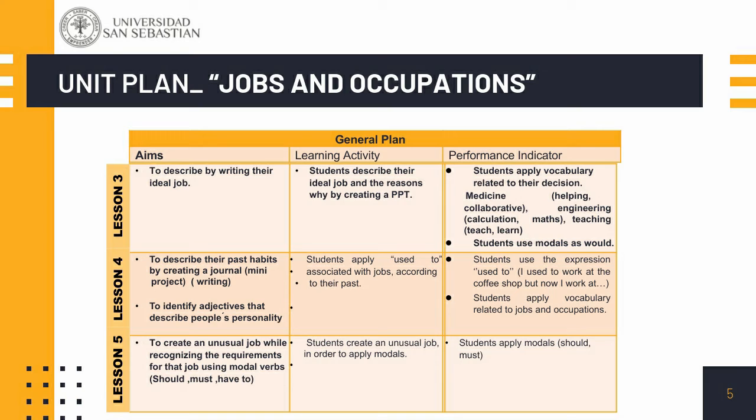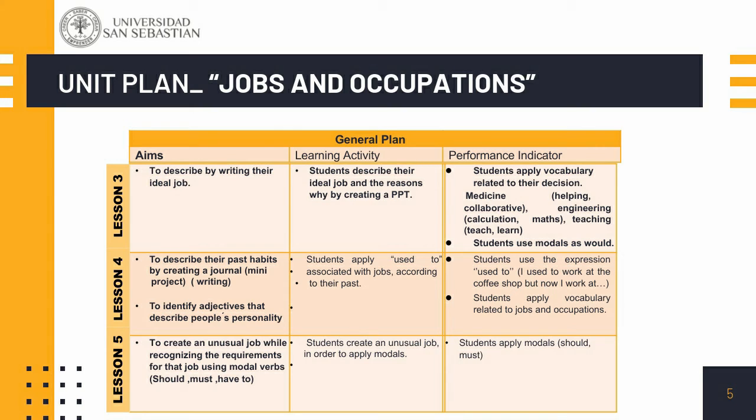The performance indicators are 2. The first one would be students use the expression used to. For example, I used to work at the coffee shop, but now I work at, and the other one would be students apply vocabulary related to job and occupations.